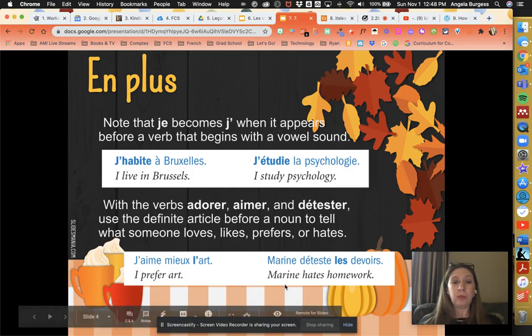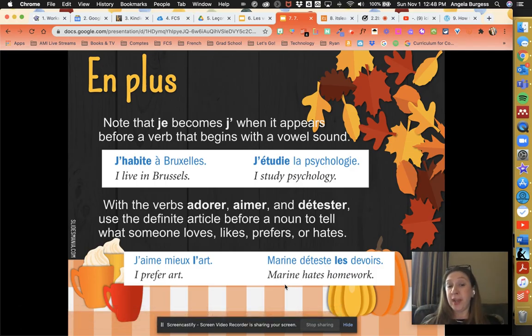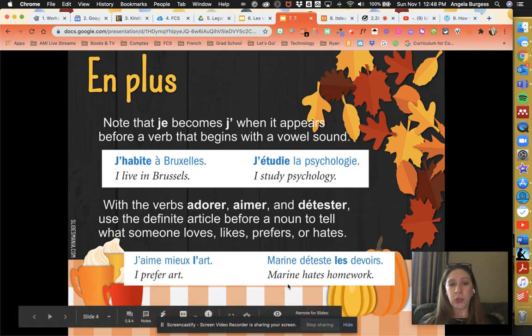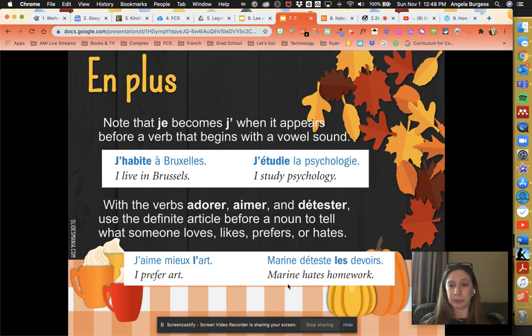Let's go back. With the verbs adorer, aimer, and détester, you're going to use the definite article before a noun to tell what someone loves, likes, prefers, or hates. You should know that détester is not just I don't like something, it is I hate it. Like I want to stab it with a knife. I hate it that much. So, j'aime mieux l'art. Marine déteste les devoirs. You've got the l' for art, and les for devoirs.